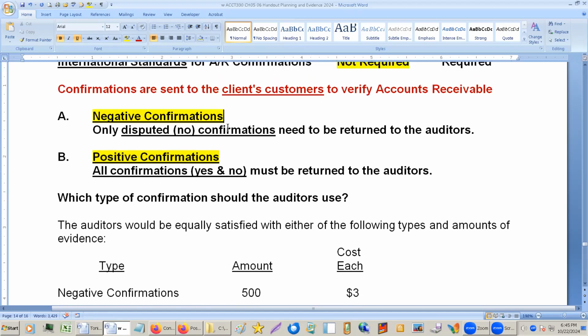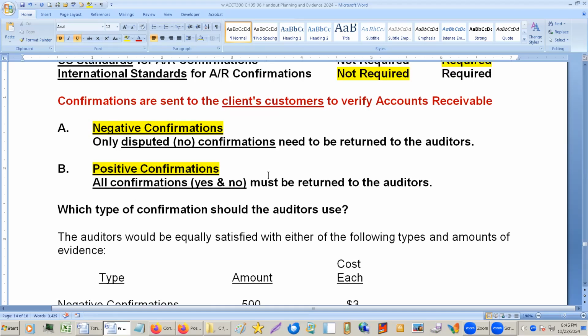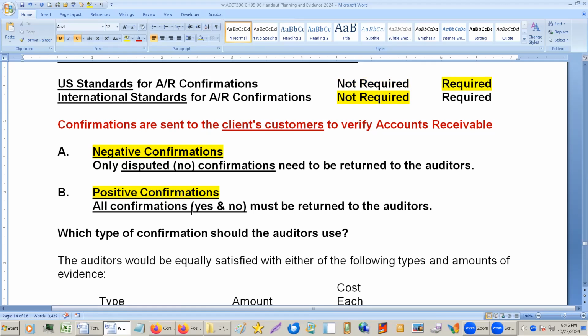Which of these confirmations do you think is better evidence? The negative confirmations, with only the no ones returned, or the positive ones, with the yes and no returned? Which is better? Actually, the negative confirmations are not going to be as good, and I'll tell you why. Positive confirmations, we get all of them back. The negative confirmations, the ones that are not returned, you can't make any real reference to whether those are okay or not.